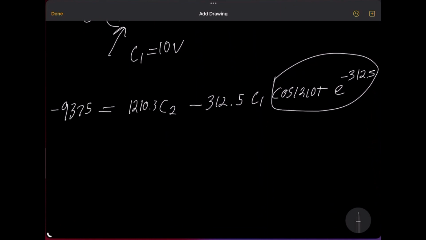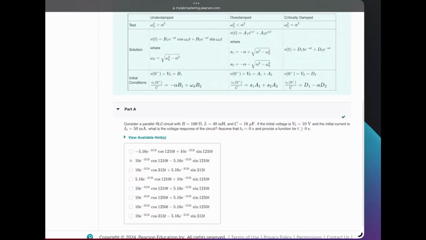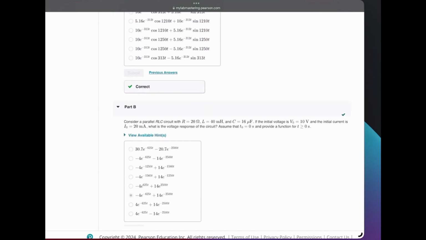So we know C1 is going to be 10. We know it's 312.5 times 10. Add that over, divide by 1210.3, and we get negative 5.16 is equal to C2. Is that right? It is right. Woo! We did it. Now we have to do another one.